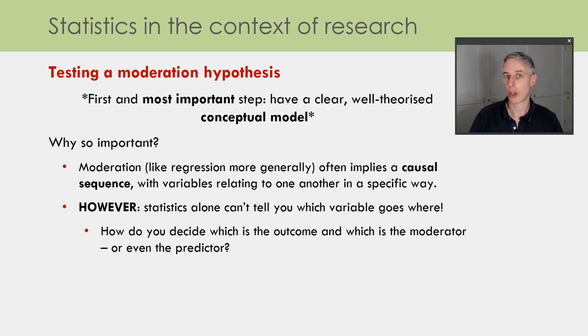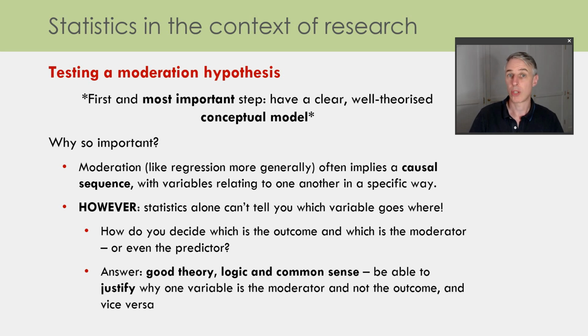How do you decide what's an outcome variable, a predictor, or the moderator? Especially if you haven't directly manipulated one of those variables. And the answer, again, is good theory, logic, common sense, and design. So ultimately, once more, be able to justify why one variable is specified as a moderator and not the outcome, and vice versa, why one variable is a predictor and not an outcome.